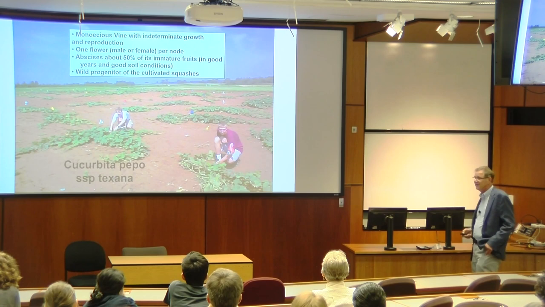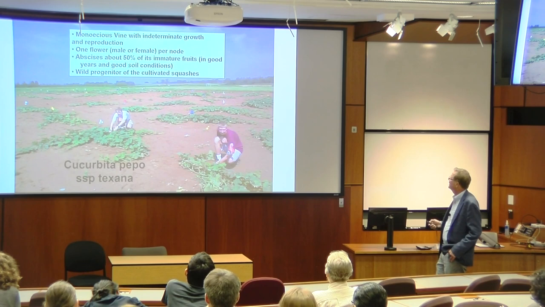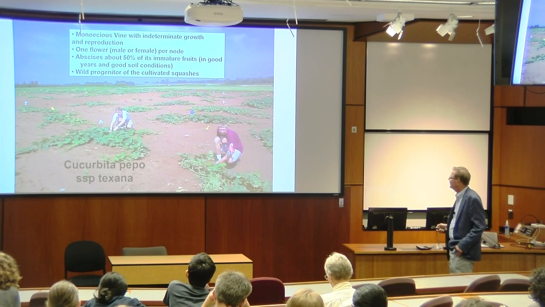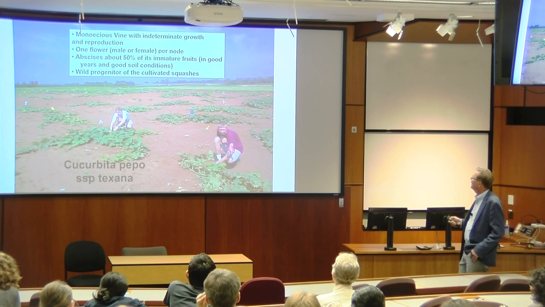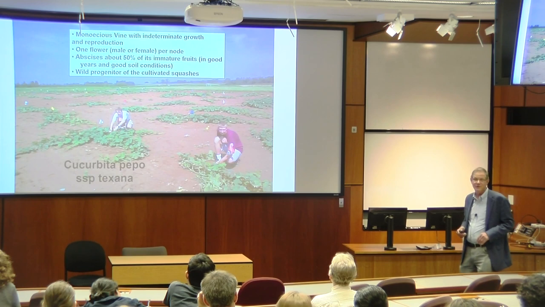And I started working with a wild Cucurbita pepo. It's a monoecious vine that has separate male and female flowers with indeterminate growth. It just grows for the whole growing season. There's one flower, either a male flower or female flower, per node. It aborts or excises about 50% of its immature fruits in good conditions. And it's the wild progenitor of the cultivated squashes. It's completely cross-compatible with the cultivated squashes.